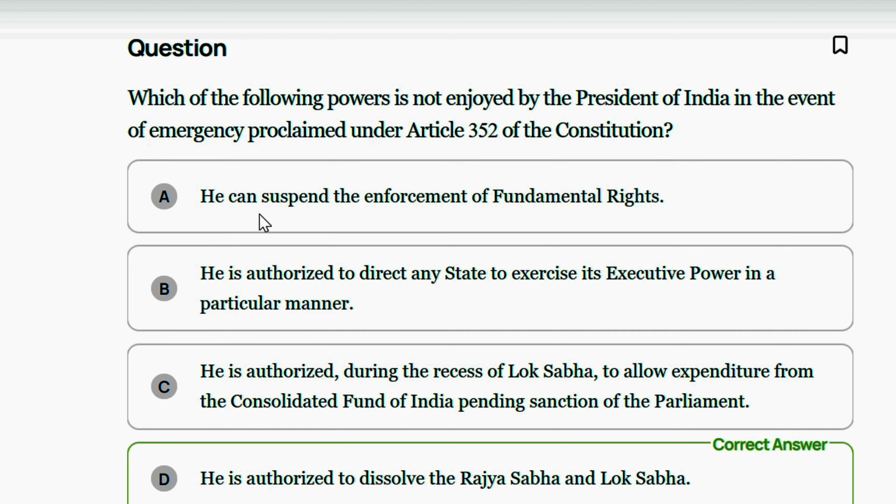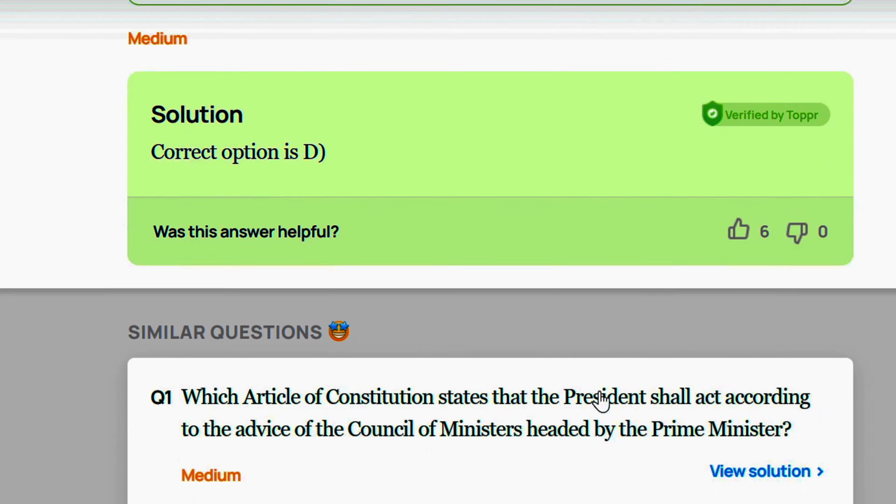Yes, correct. Which of the following powers is not enjoyed by the President of India in the event of emergency proclaimed under Article 352 of the Constitution? Answer is he is authorized to dissolve the Rajya Sabha and Lok Sabha. Next.